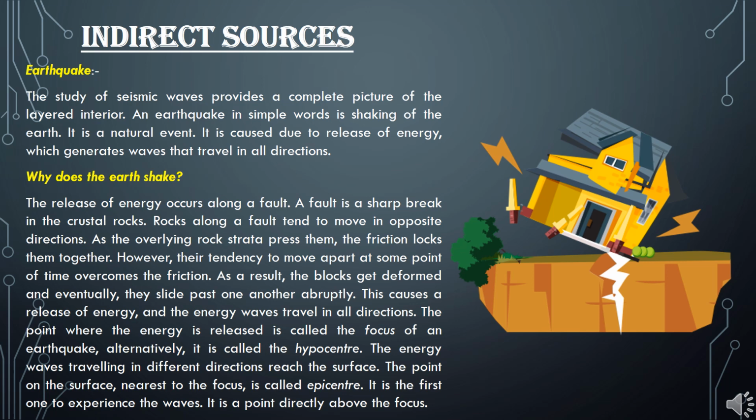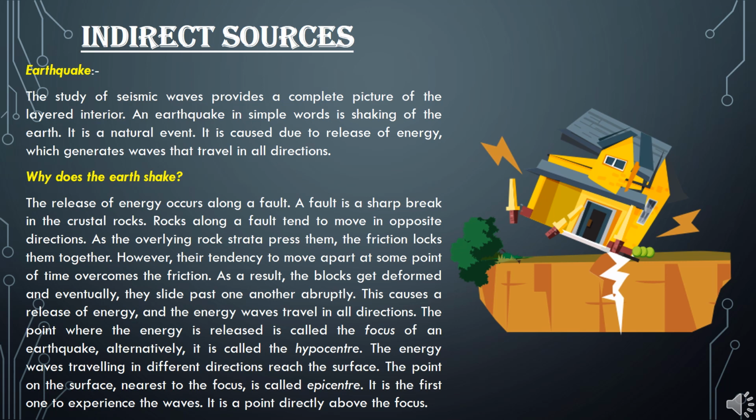Let's see why the Earth shakes. The release of energy occurs along a fault. A fault is a sharp break in the crustal rocks. Rocks along a fault tend to move in opposite directions. As the overlying rock strata press them, the friction locks them together. However, their tendency to move apart at some point of time overcomes the friction. As a result, the blocks get deformed and eventually they slide past one another abruptly. This causes a release of energy, and the energy waves travel in all directions.